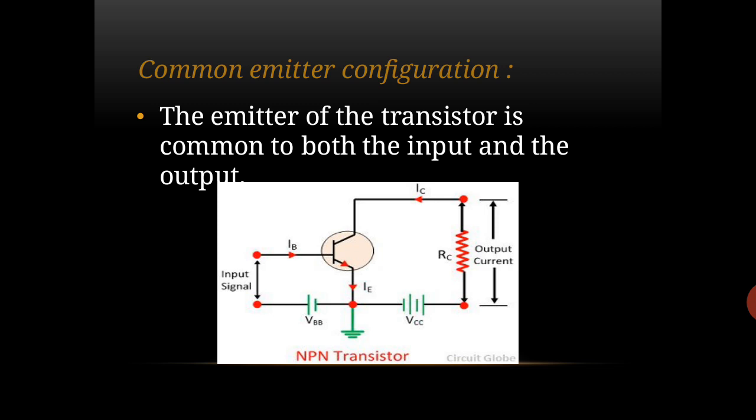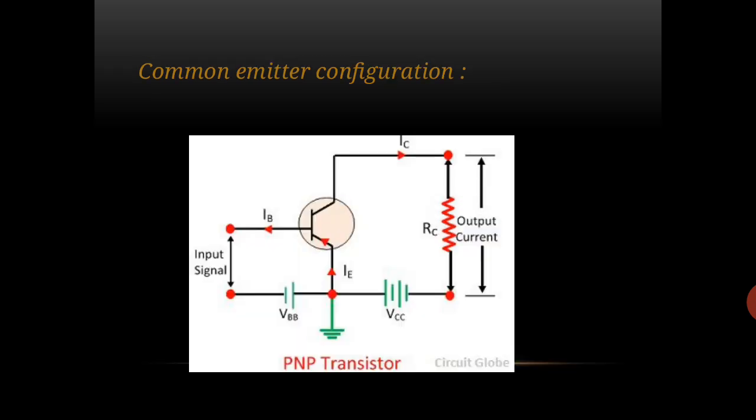Now this emitter, you can see, is common for VBB and VCC. That means emitter is common in this type of configuration. Again, as I told you earlier, we can use a PNP transistor here. So the first diagram is the common emitter configuration with an NPN transistor, and this is the common emitter configuration with a PNP transistor.